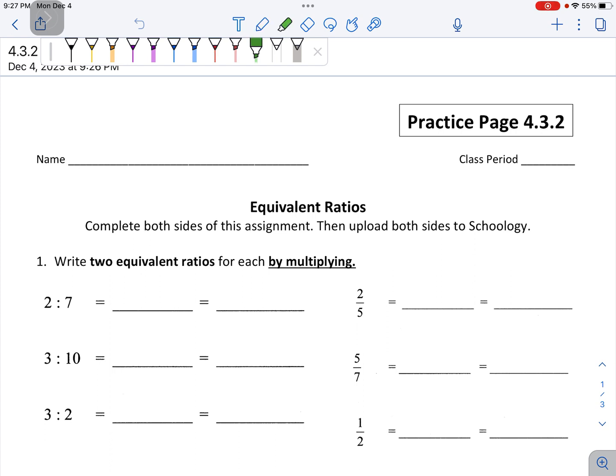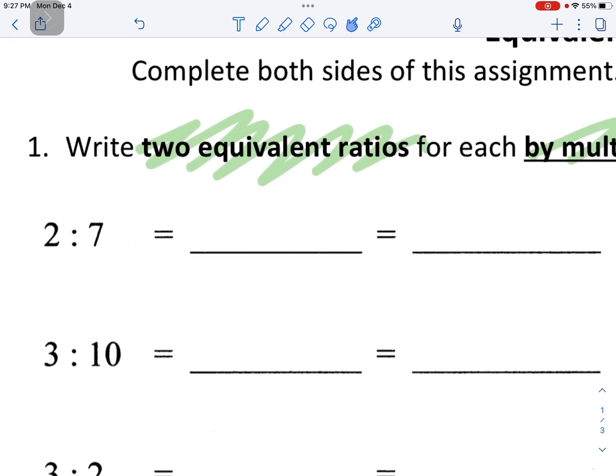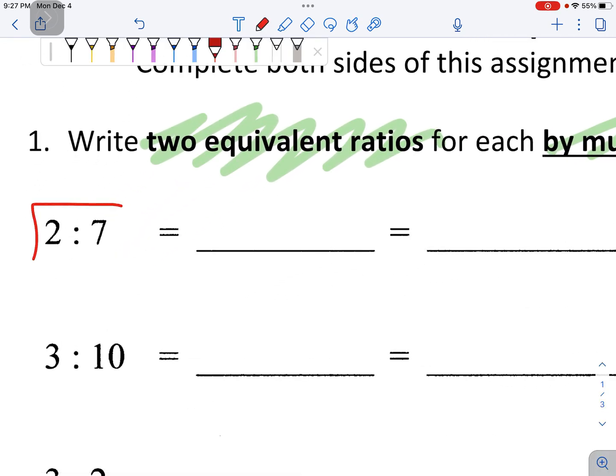And notice at the top it says write two equivalent ratios by multiplying. I'll zoom in on the first one here. So I see this says 2 to 7. So I need to multiply both values. I'm going to put a colon here in the middle.